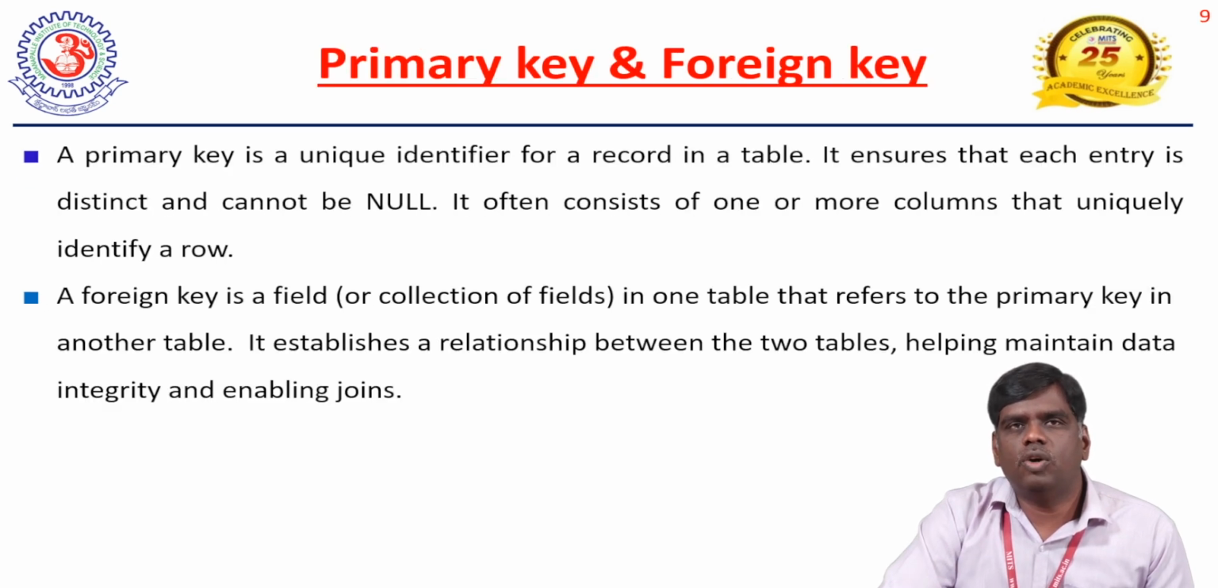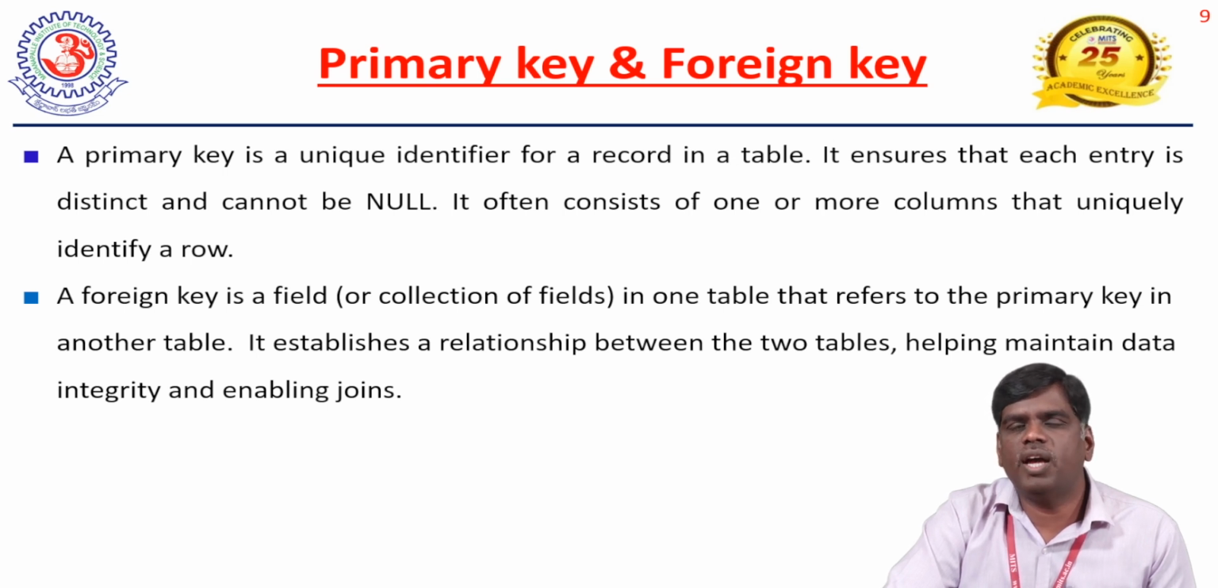Now the main concept used in tables: primary key and foreign key. A primary key is a unique identifier for a record in a table. It ensures that each entry is distinct and cannot be null. It often consists of one or more columns that uniquely identify a row. If I have a table called employee, it may have employee name, first name, last name, address, salary of the employee, department, and category. Everything we can have in a table.